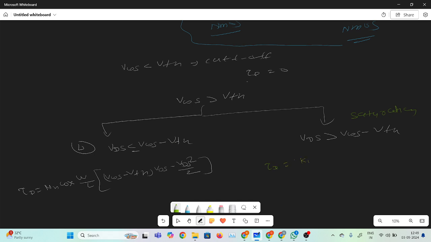Kn by 2, into (VGS minus VTH) whole square. Okay, this is the thing. And Kn is a process parameter, a transconductance parameter. The value is mu n COX W by L.